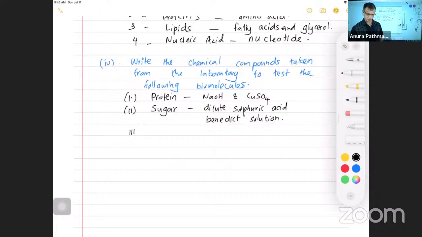Okay, the third one. Lipids. What are the compounds that's taken from the laboratory? Sudan 3.